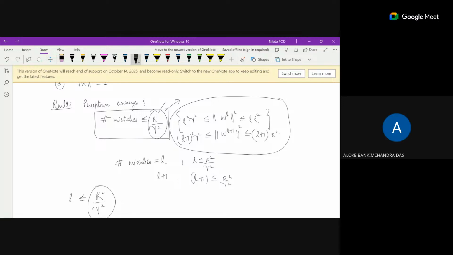If I'm writing this, I'm saying the number of mistakes my algorithm has made is L. And if I'm writing this, I'm saying the number of mistakes my algorithm has made is L plus 1. That's all. Okay, ma'am. This can be solved if R and gamma are given. Yeah. Okay.